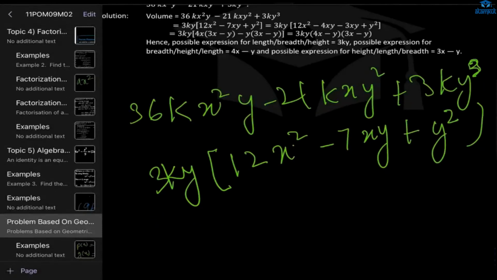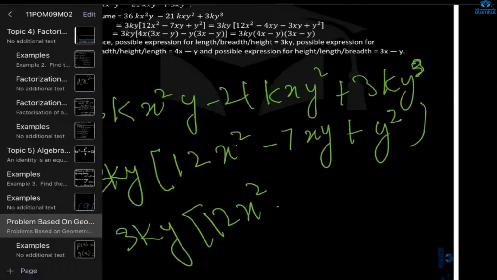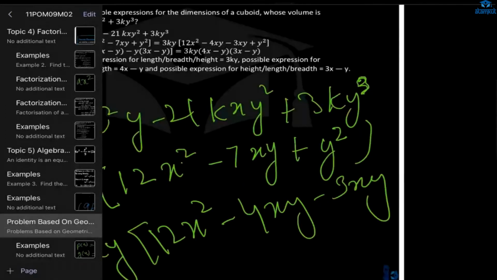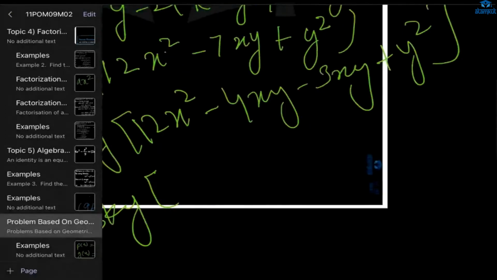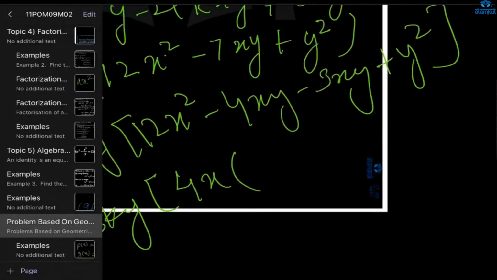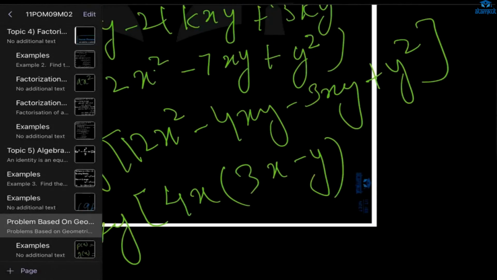Now we will split the middle term. How are we going to split it? 4 and 3. Minus 4 and minus 3. So minus 4xy minus 3xy plus y square. Now 3ky, 4x common, so 3x minus y, and y common, minus 3x minus y. So it will be 3x minus y.